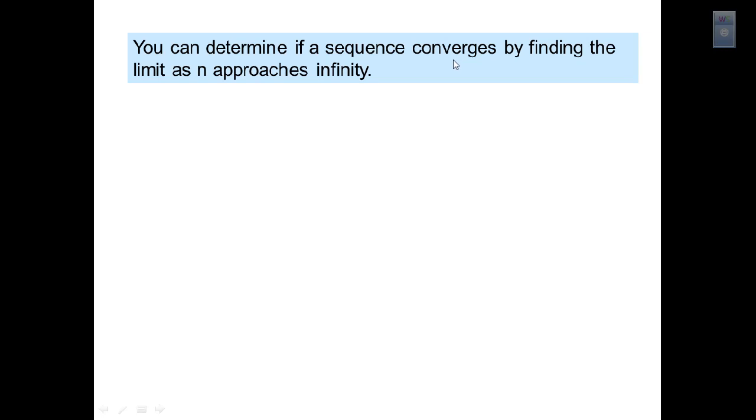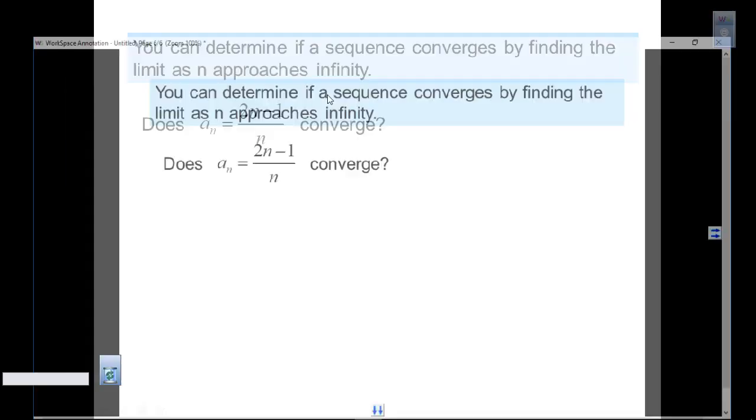If they go off to infinity, negative infinity, or jump all around, then the sequence will diverge. Diverge means that it does not approach a certain value. So let's find one and determine: does a sub n, if a sub n is 2n minus 1 over n, converge? It's going to converge if I take the limit as n approaches infinity and I get a number. So let's find out.